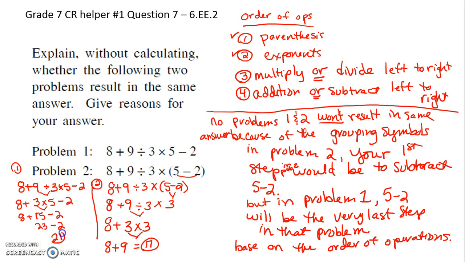So as you can see, no, these definitely don't come up with the same answers, but you don't even have to calculate them to prove that. What you have to do is realize, based on your order of operations, those grouping symbols make us subtract the 5 and the 2 first. If there was no grouping symbols, that would actually be the last step. I hope that helps. Yours is very similar to that.